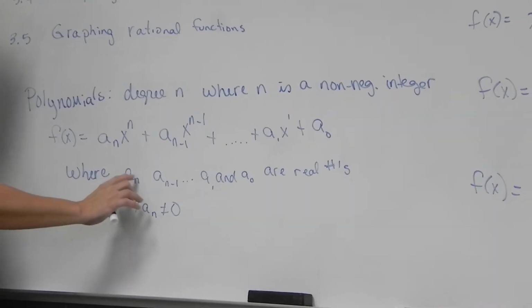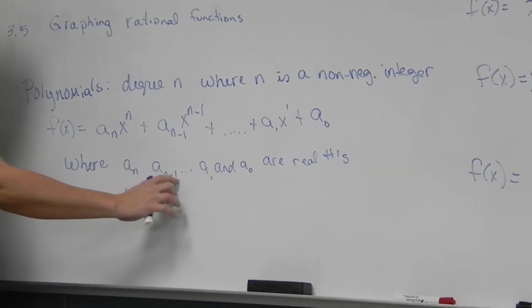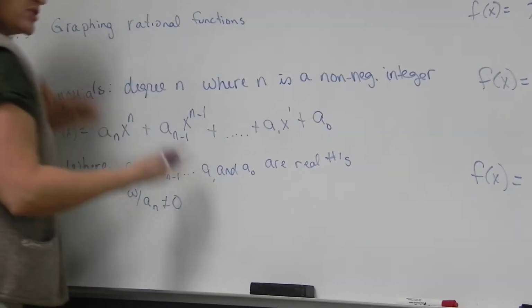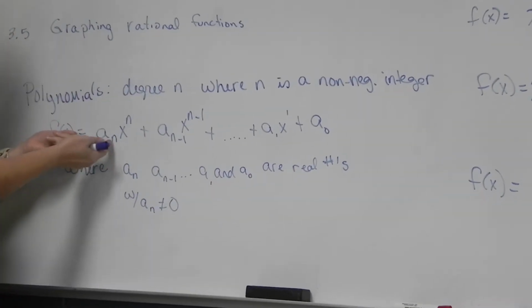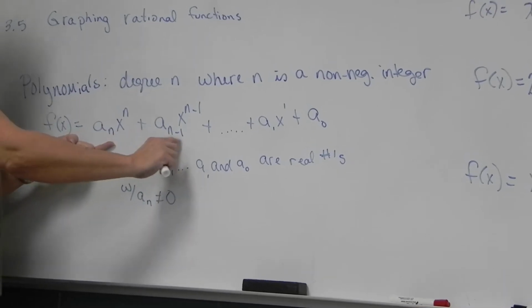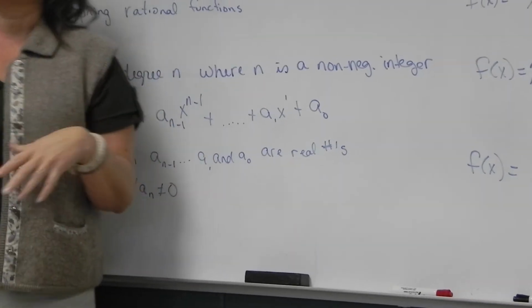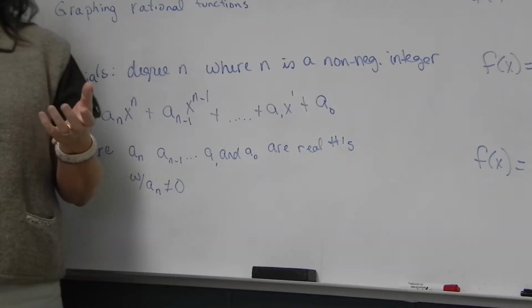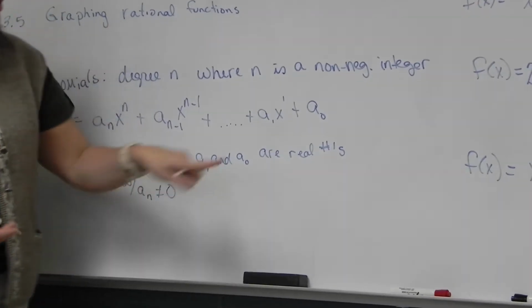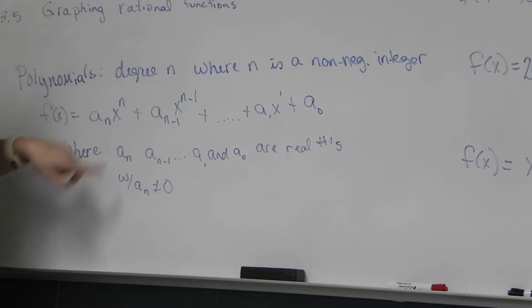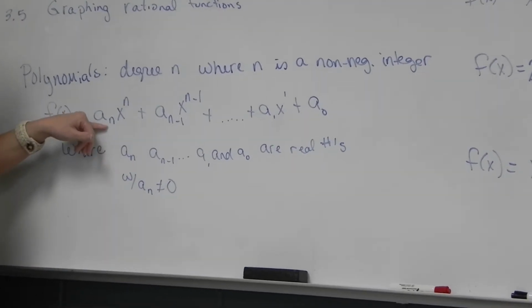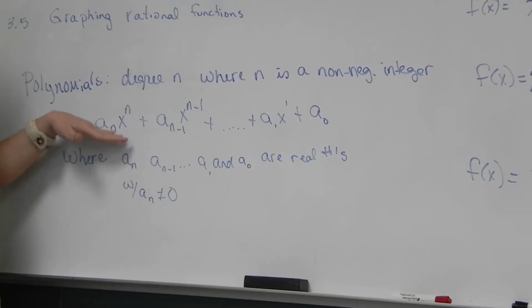And it says where a sub n minus 1, dot, dot, dot, a sub 1, and a sub 0 are real numbers. So it's really just telling you these coefficients. It can be anything. It can be 7 or 2 or negative 5 or square root of 2. Any real number can sit in front of that, except a sub n cannot be 0. So that's how it's defining it algebraically.